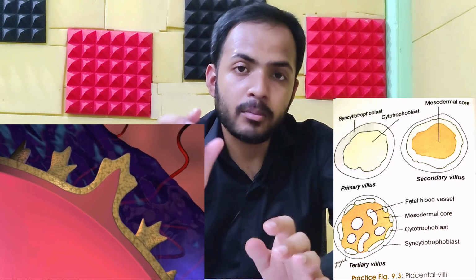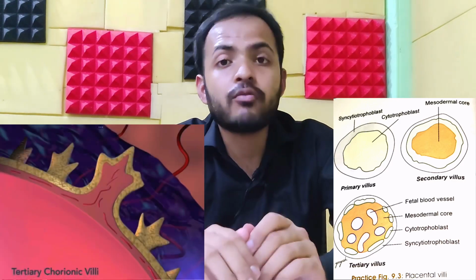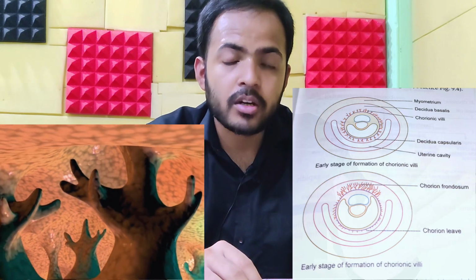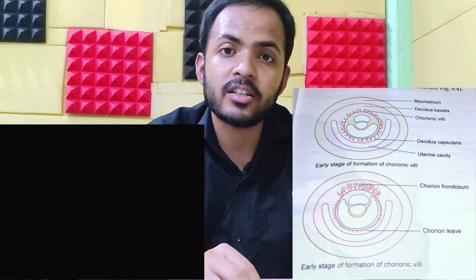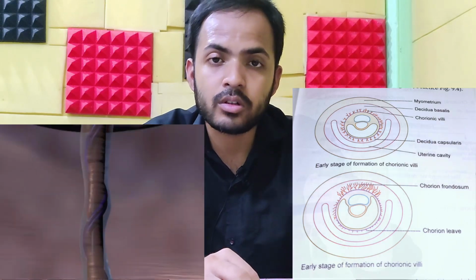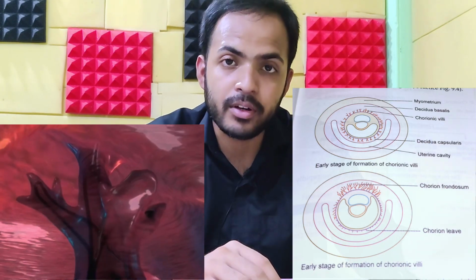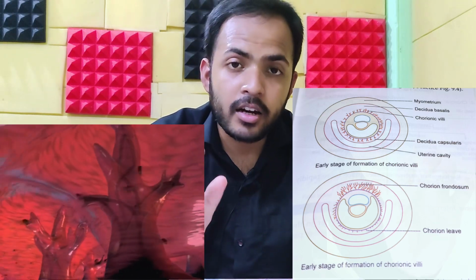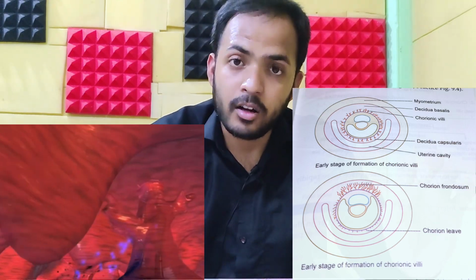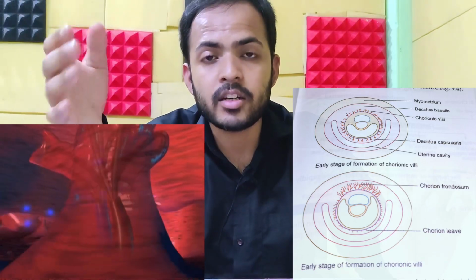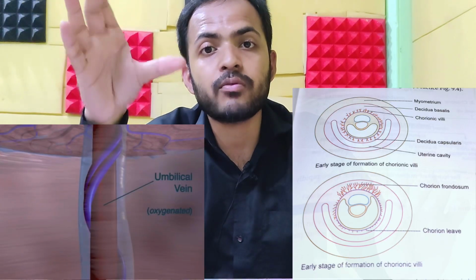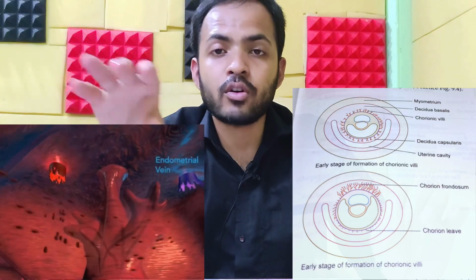After some time the mesoderm also invades the primary villi to form the secondary villi. Now at the end of the third week the intervillous space formation occurs in the placenta. Now the chorionic villi related to the decidua capsularis ultimately degenerate and become smooth. This smooth part of the chorion ultimately forms the chorion laeve, and the chorionic villi related to the decidua basalis grow too much, spread too much, and ultimately form the disc-shaped chorion frondosum.